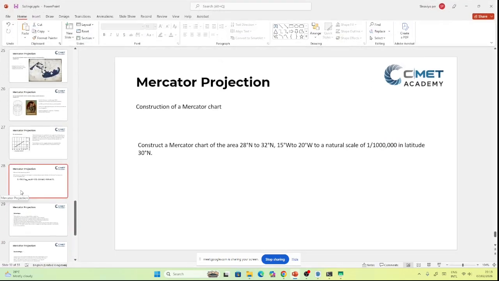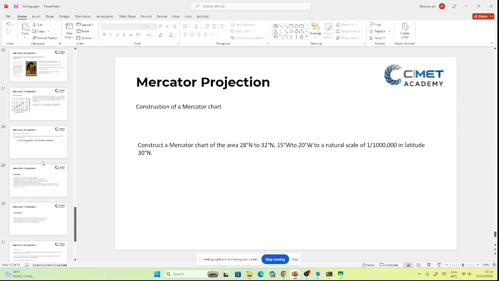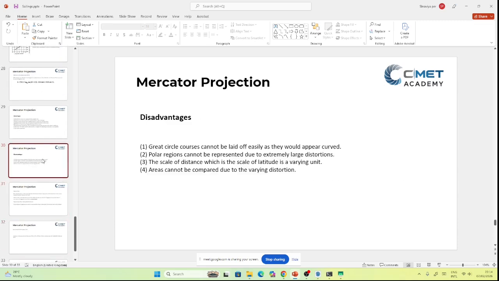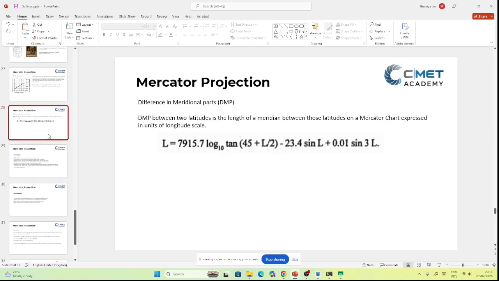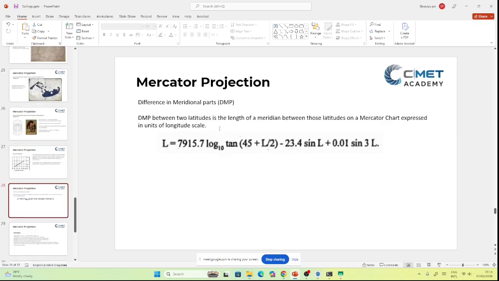Okay, you are not going to make Mercator charts now, so don't worry about that. But I hope most of you can understand what I said. Okay, can you see the difference of meridional parts? Can you see this? Yes, sir. Okay, so DMP between two latitudes is the length of a meridian between those latitudes on the Mercator chart, expressed in units of longitude scale.